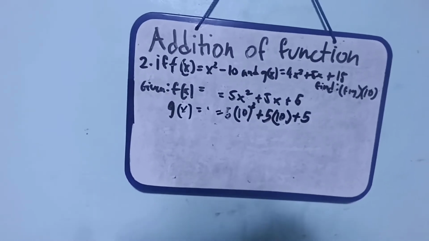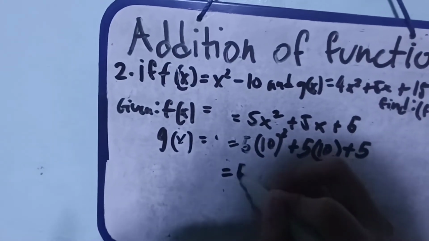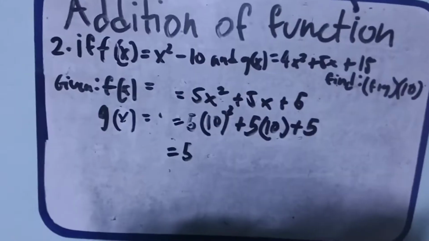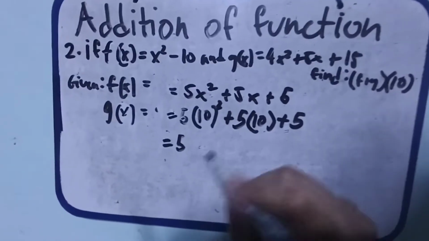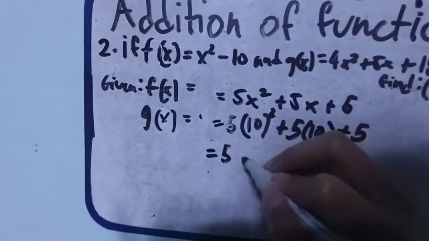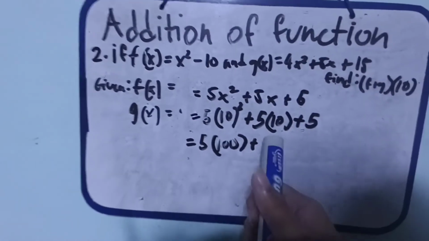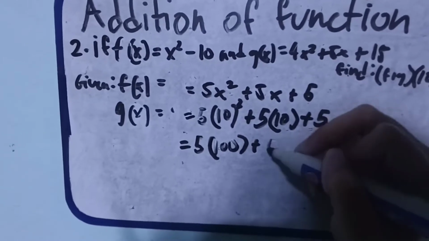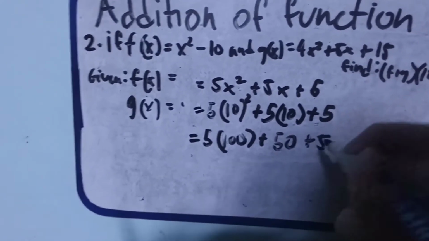So, all we have to do is unahin natin yung mga nasa loob ng parenthesis. So, 10 raised to the power of 2, that is 100. Plus 5 times 10, that is 50. Plus 5.